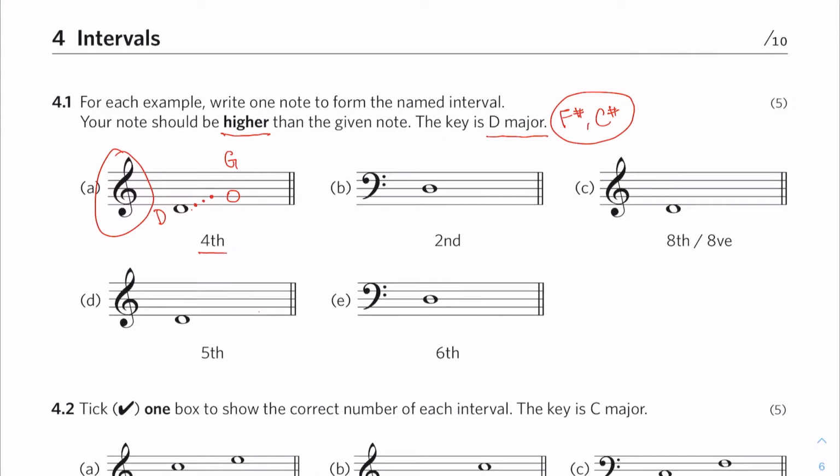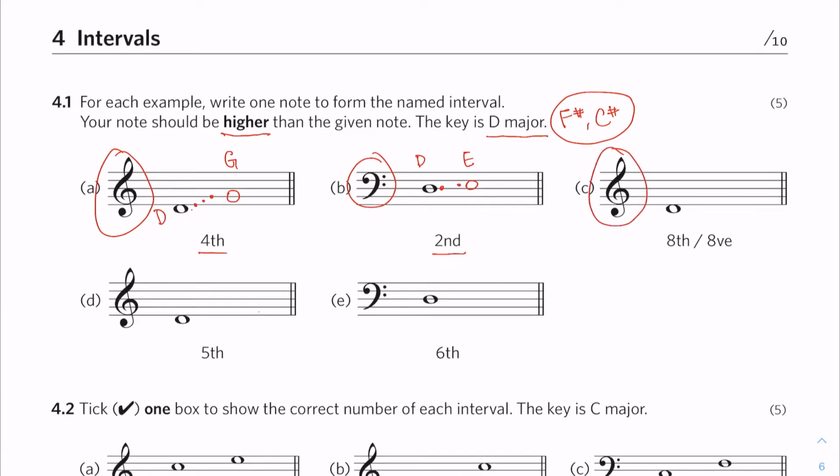Next, we have bass clef. Again, we are starting with D, and we need to find a second this time. Remember to count D as the first, so this is 1, 2. Just go up a step. It will be here, the third space. D going up a step is E. F sharp and C sharp doesn't apply to E, and that's your answer.